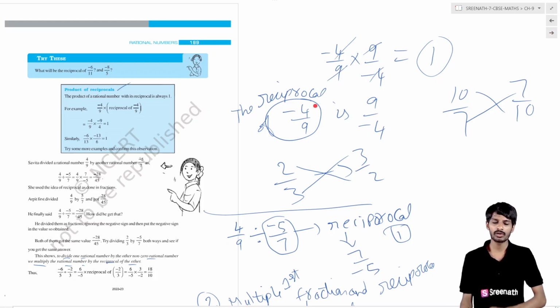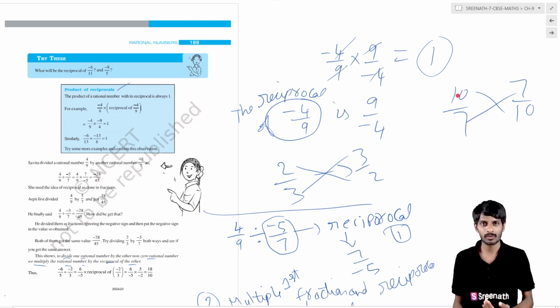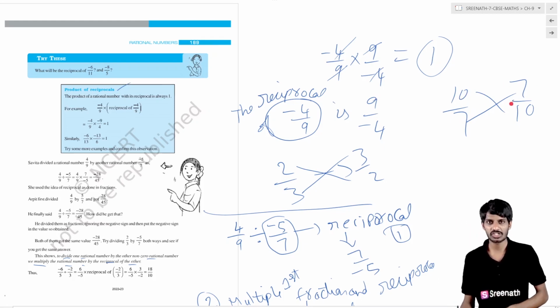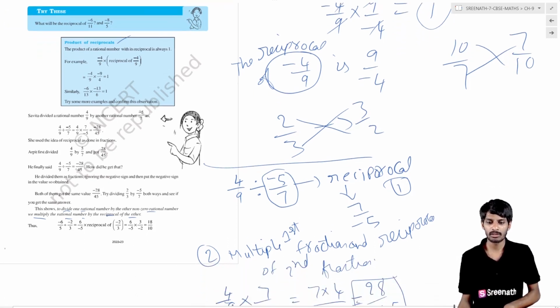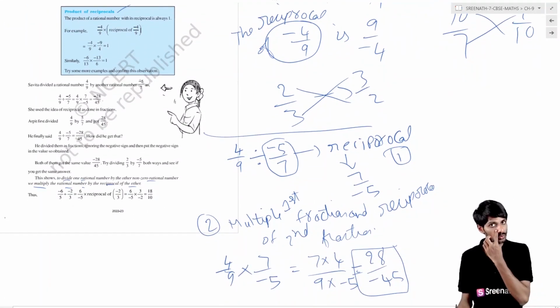And division: before doing division, you have to know about the reciprocal. If you multiply two numbers and the answer is 1, then those two are reciprocals of each other. How will you get the reciprocal of a number? Simply by interchanging the numerator and denominator. Suppose 10 by 7, then if you interchange numerator and denominator, that is 7 by 10, which is the reciprocal.